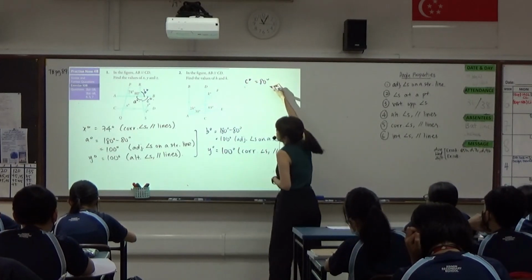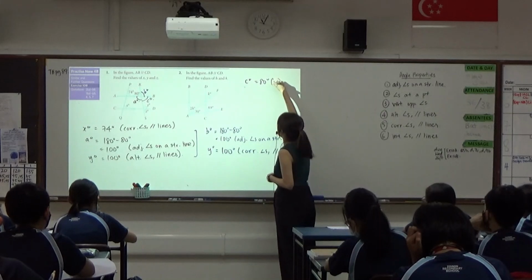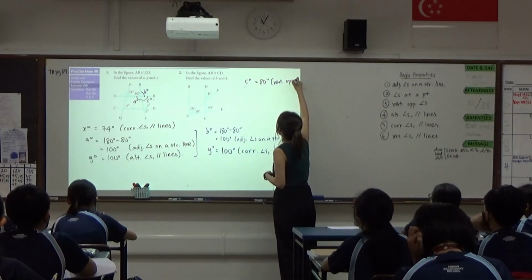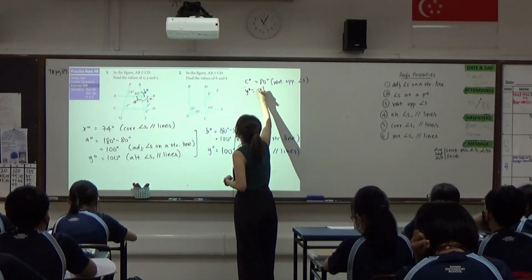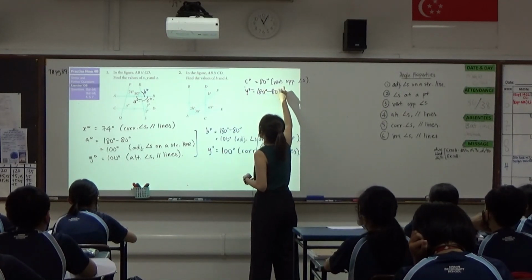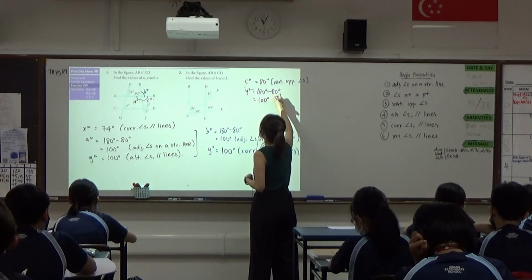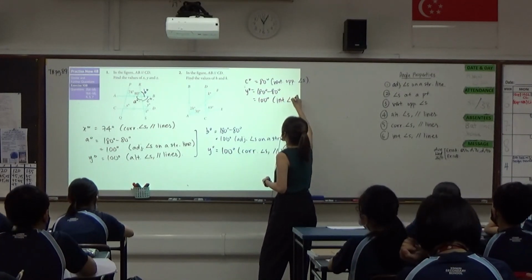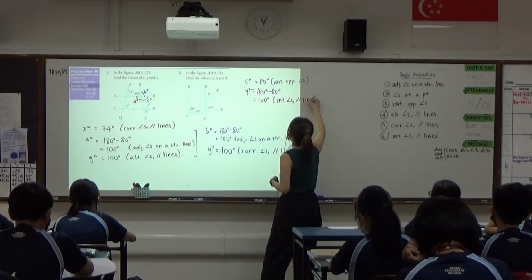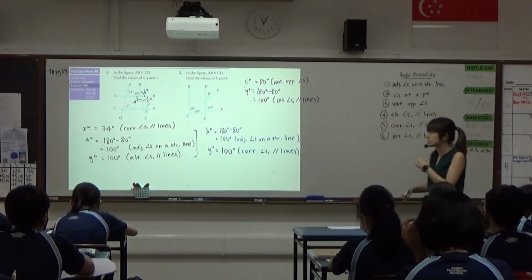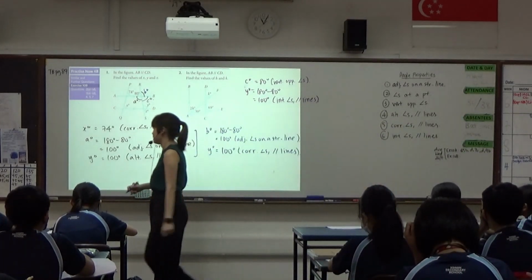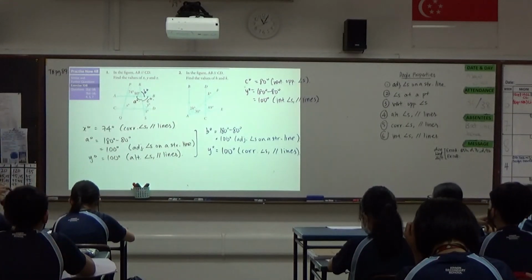Okay, great. So we can see that c degrees is vertically opposite angles. And then y degrees will be 180 minus 80, which is also 100, due to interior angles, parallel lines. So there are many ways that we can go about solving the question.